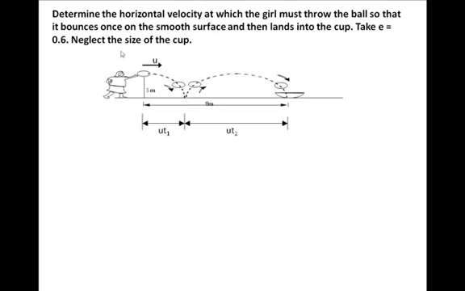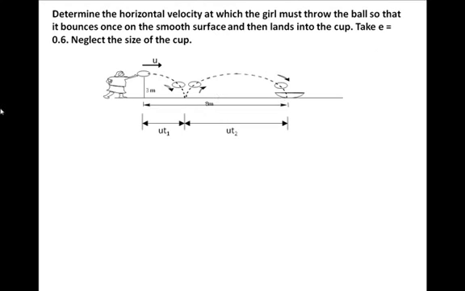Take e as 0.6, neglect size of the cup. And so with this data, the cup is 8 meter away and the girl is throwing it from 3 meter height from the ground. With this data, what we want to know is what should be the value of u so that it exactly falls in this cup.